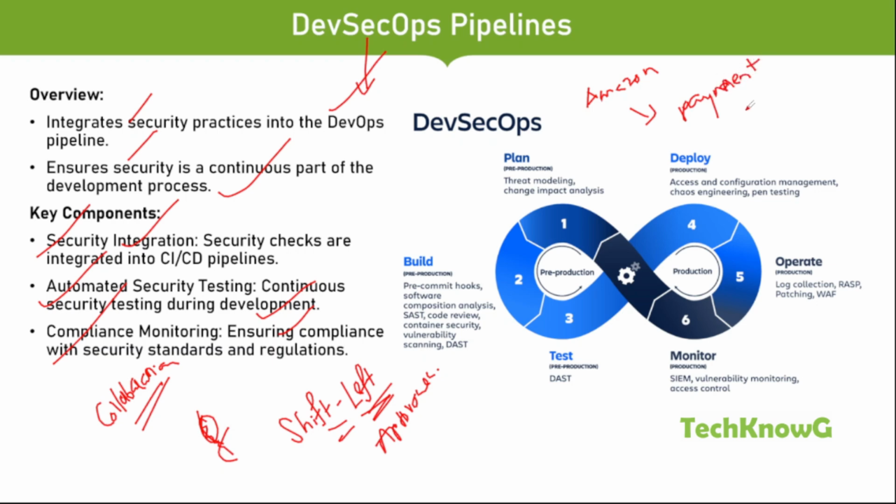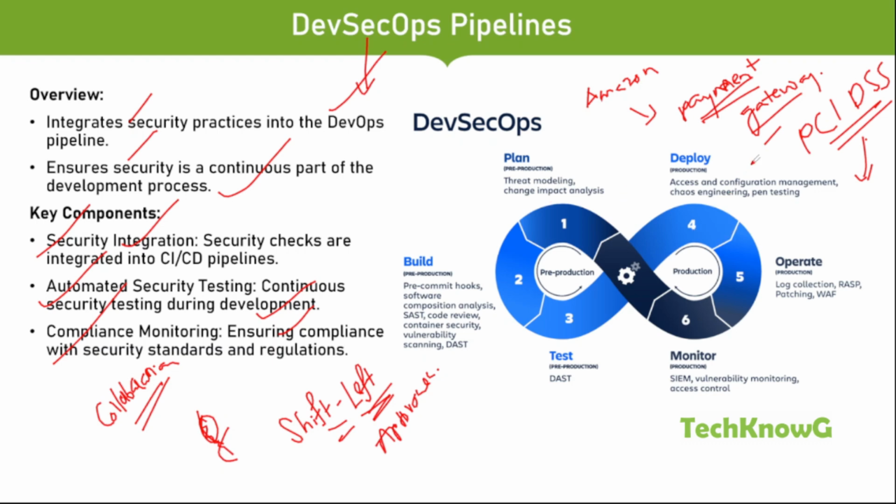Payment gateway, because they want the users to pay using digital apps like PhonePe or Google Pay, any kind of payment gateway they will be using. So any application that is using payment gateways needs to follow PCI DSS rules, PCI DSS standards. So this policy also we can check in the development phase.